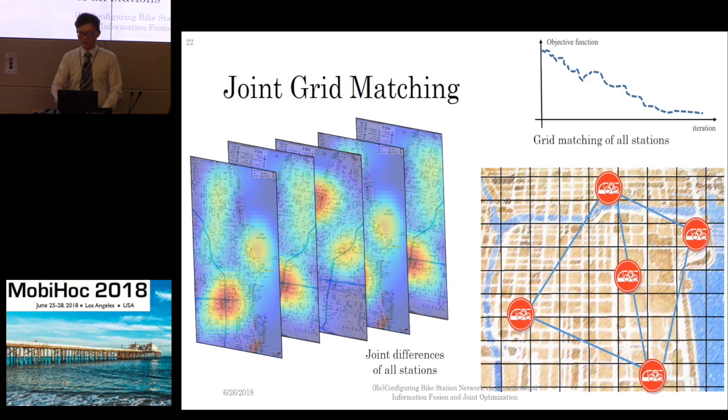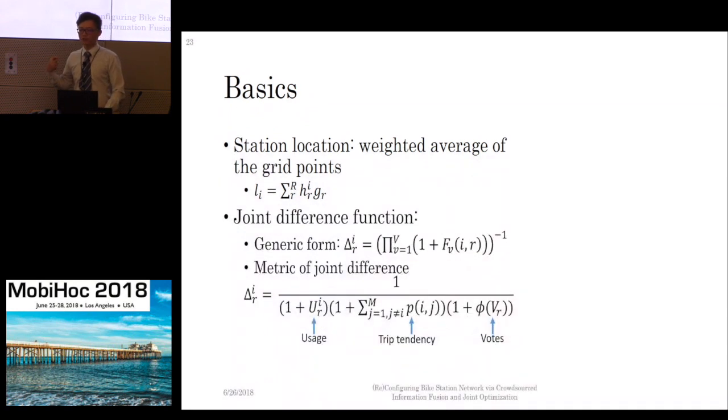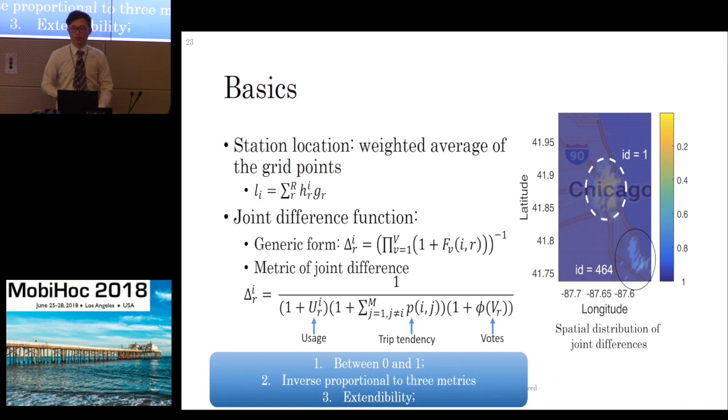Later on, we will present the core formulation. The base here is the station locations. The optimization variables are the weights for each grid for each station. The joint difference function is an inverse function, which means that the more usage, the more trip tendencies and more volts, the smaller the difference. This figure shows the spatial distributions of the joint difference for two stations, meaning the affinity or the closeness for the stations in the optimization frame.